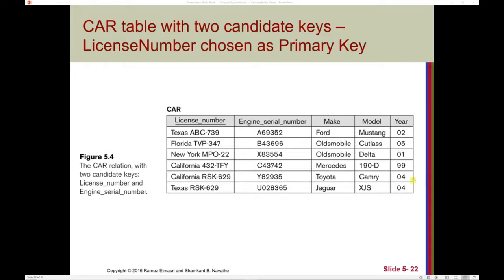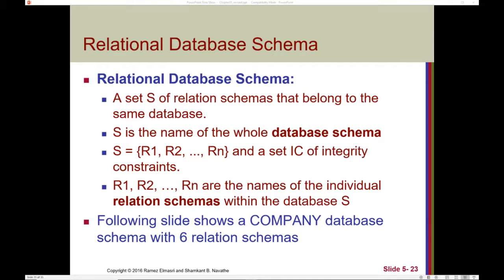In this car table, we have 2 different candidate keys, license number and engine serial number. So for a candidate key, we've gone through the process of checking to see first if it is a superkey, and if you only have one attribute in the superkey, then it also serves as a minimal superkey. So here you can see it's a little bit subjective. We've chosen to use license number as a primary key, likely because that's more human readable than the serial number.